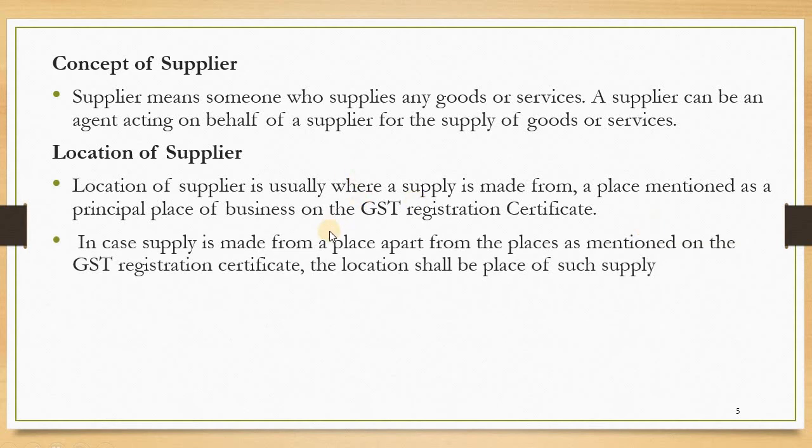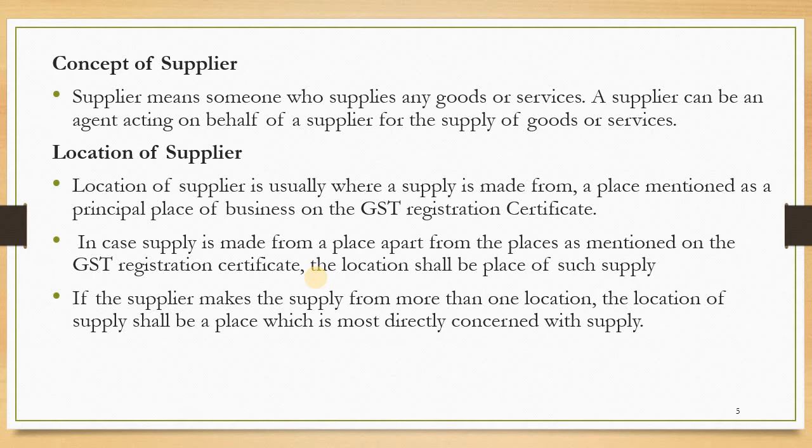Then, in case of a supply made from a place other than what is mentioned in the GST certificate, where shall be the place of supply or location of the supplier? The location of the supplier shall be the place from where you are making the supply. For example, Bangalore is your head office or principal place of business mentioned in the registration certificate, but you are making a supply from Chennai. Now Chennai shall be the location of the supplier.